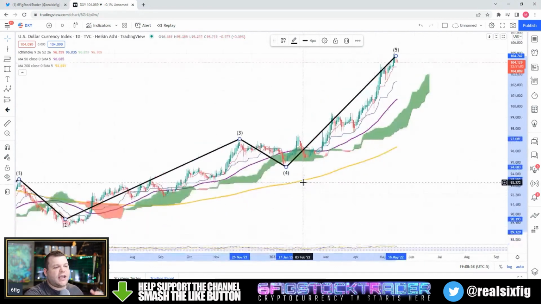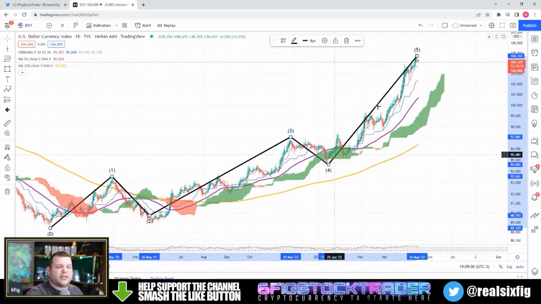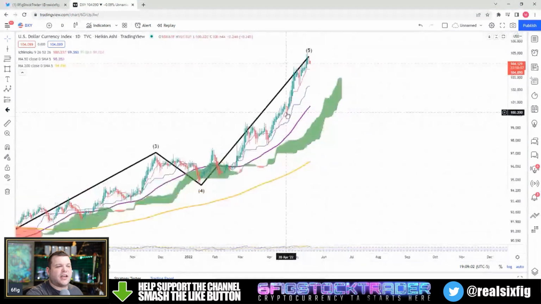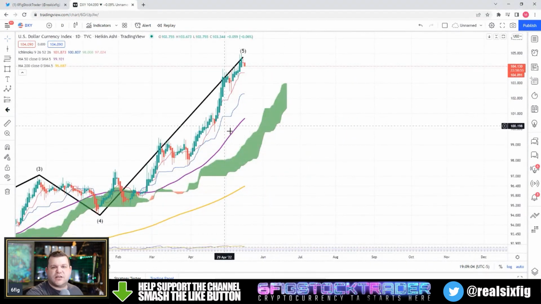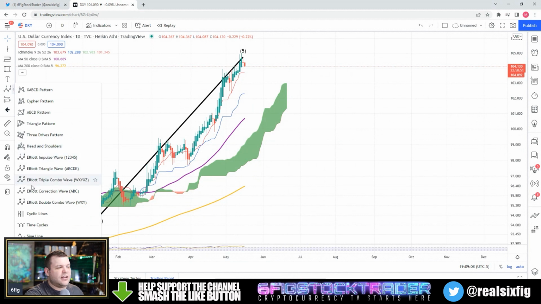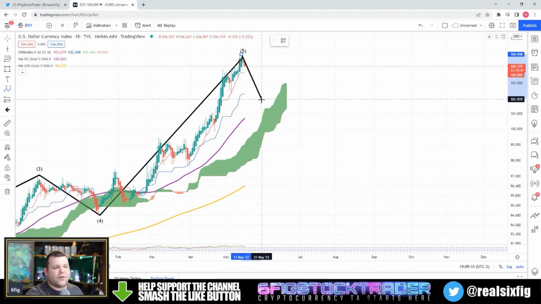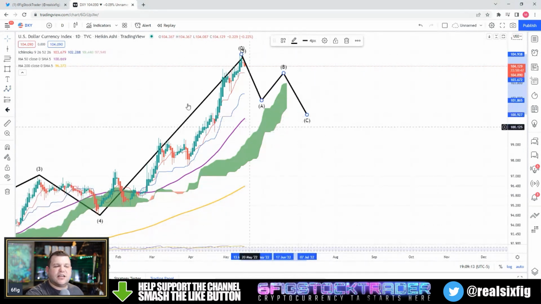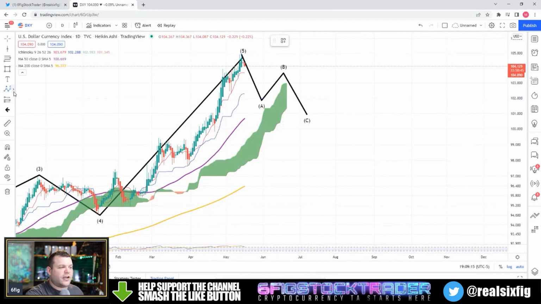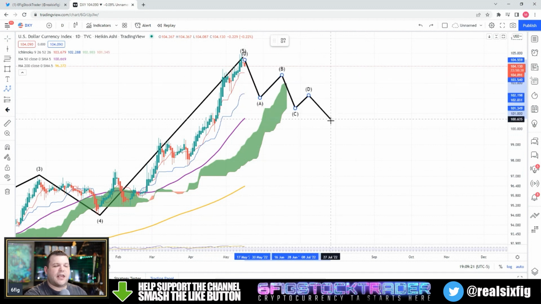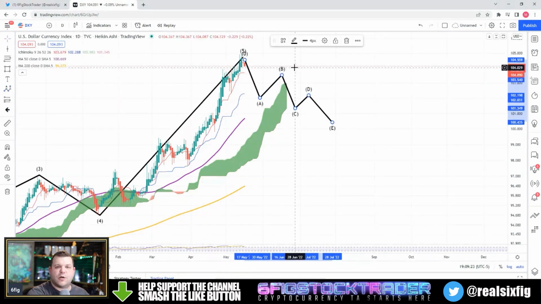So here we have this incredible Elliott wave theory move to the upside. And when we see these types of moves to the upside, what I'm looking for is a simple retracement in the form of an ABC, or we can look for an ABCDE. So bear with me, we can look for something like this. It just depends on market situations.